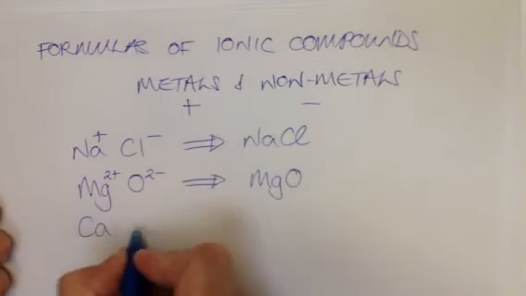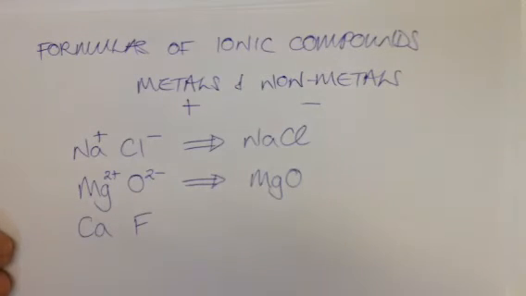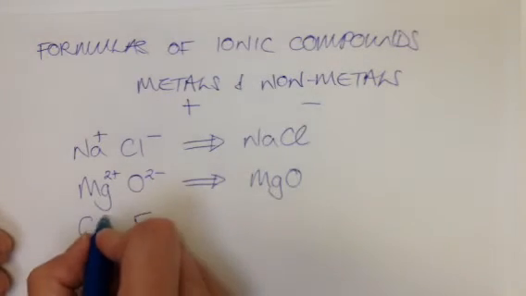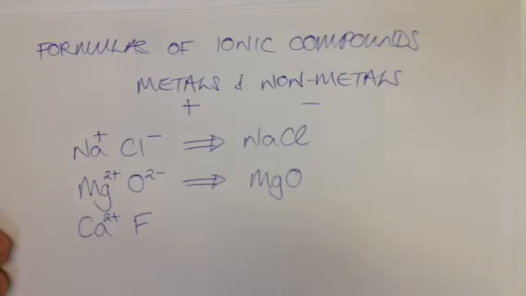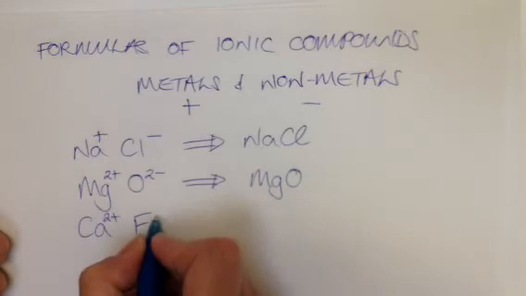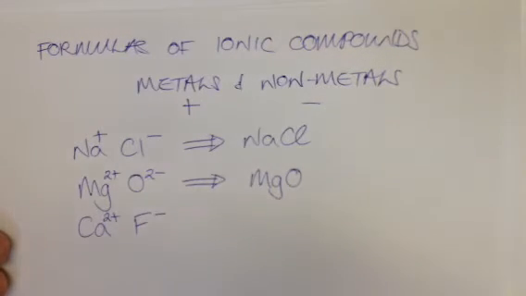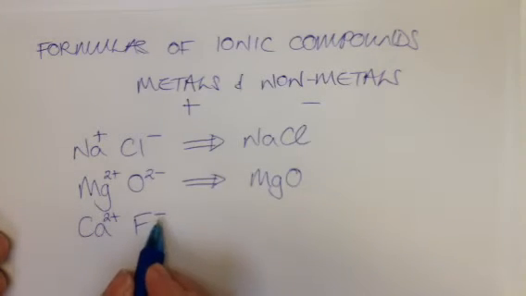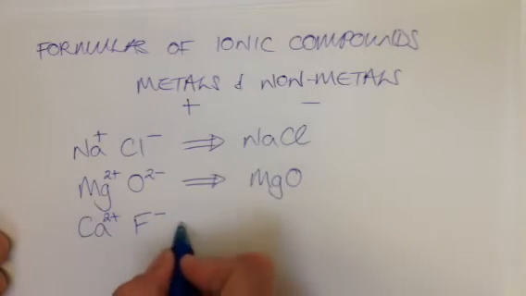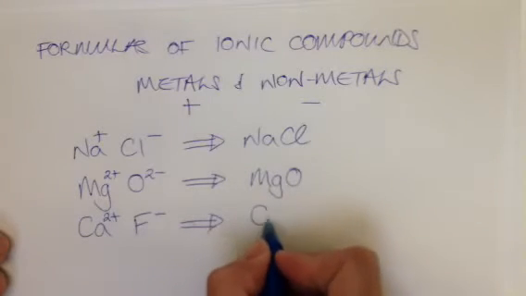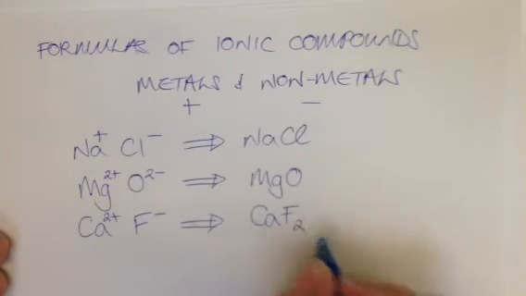Okay, how about calcium and fluorine? Calcium is in group 2A, so it has a 2 plus charge. Fluorine is in group 7A, so it has a 1 minus charge. So to make that balance, we're going to need 2 fluorines to balance 1 calcium, which gives us CaF2.